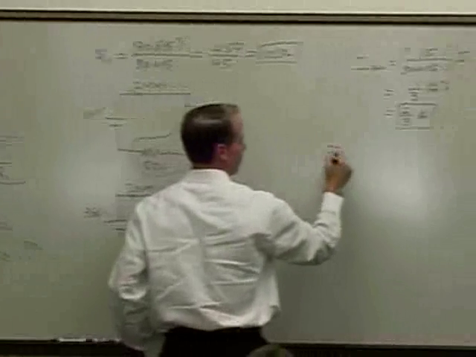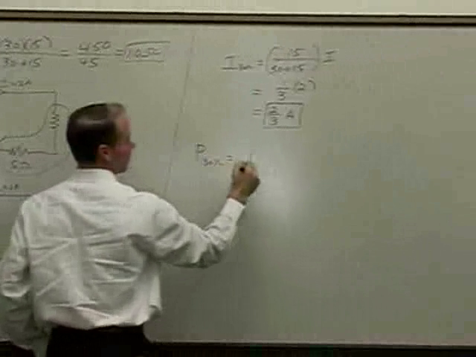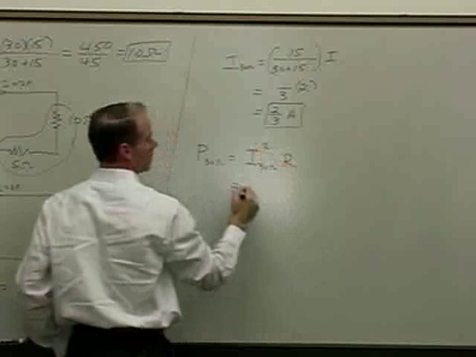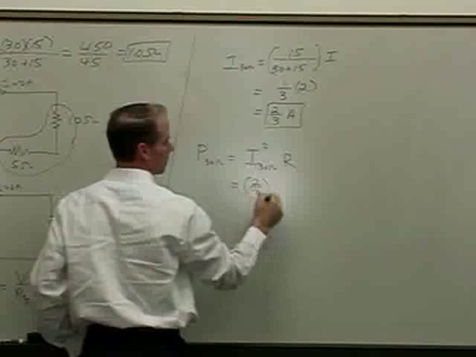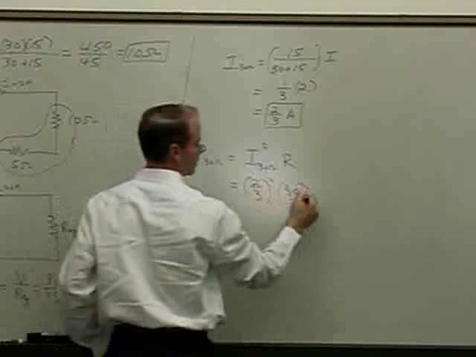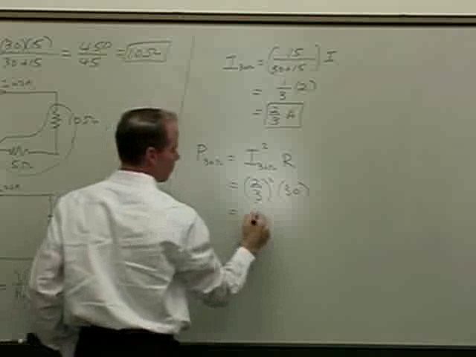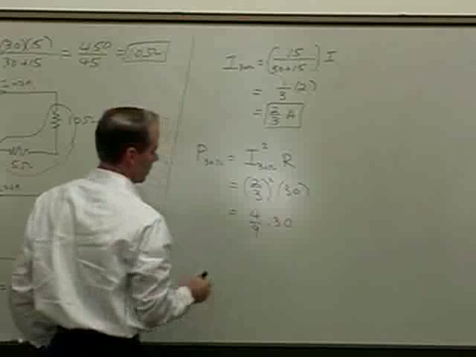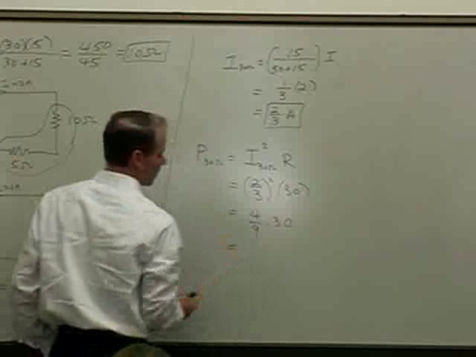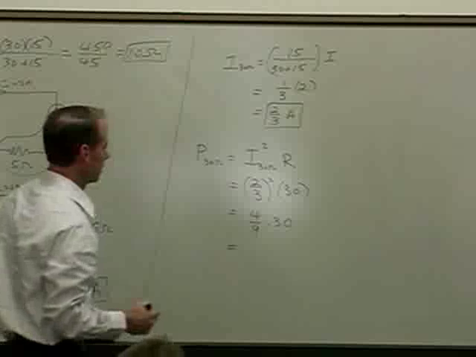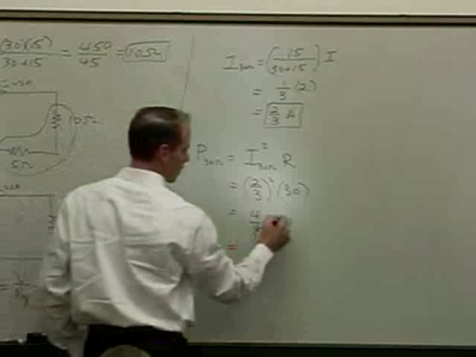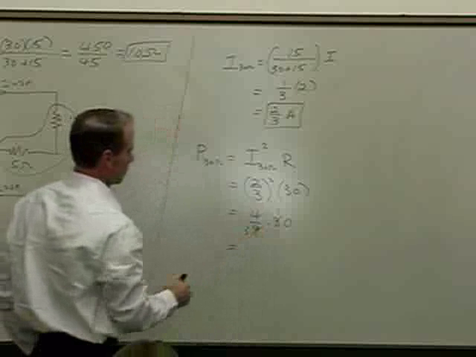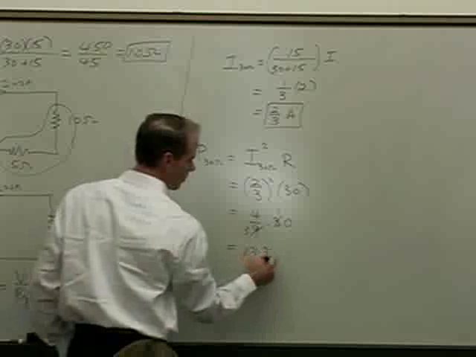So now the power through the 30 ohms is the current through the 30 ohms squared times that resistance. So that'll be 2/3 amps squared times 30 ohms. 4/9 times 30. Good, right? 4/9 times 30. Watts.